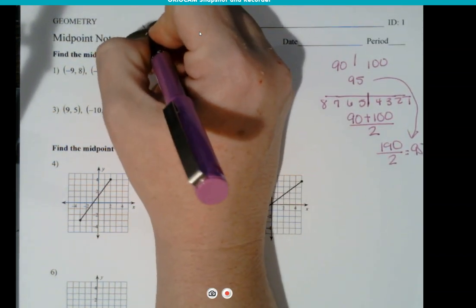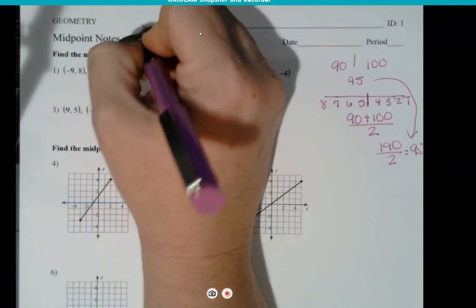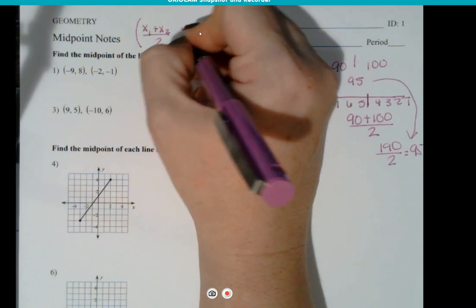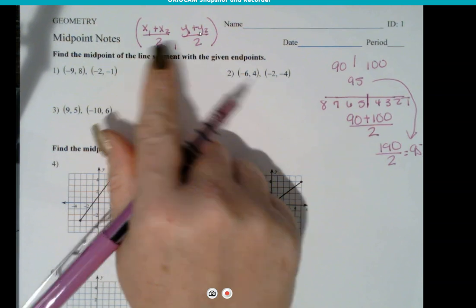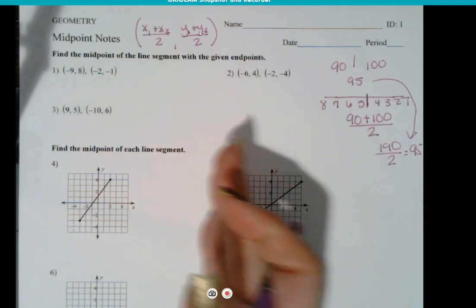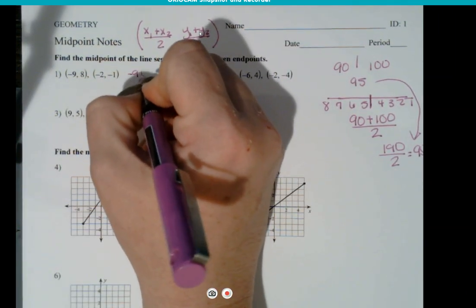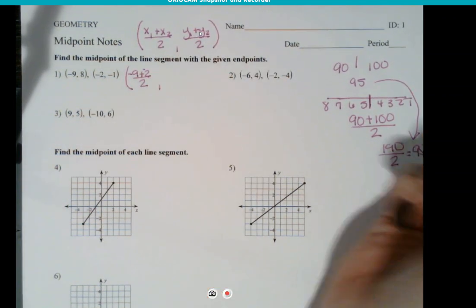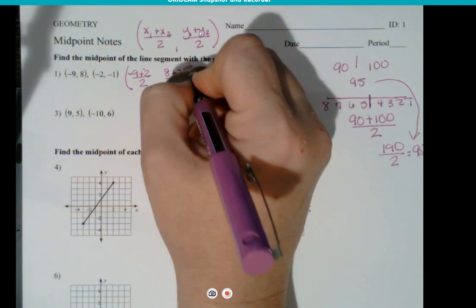I want you to write, we're going to add our X's here, and then divide by 2. That's going to give us the X part of the point. Then we're going to say Y1 plus Y2, and divide that by 2. That's going to give us the Y point. So when we get this point, that's going to be the middle of the line. When it's like this, I'm going to say -9 plus -2 and divide that by 2. And then I'm going to say 8 plus -1 and divide that by 2.